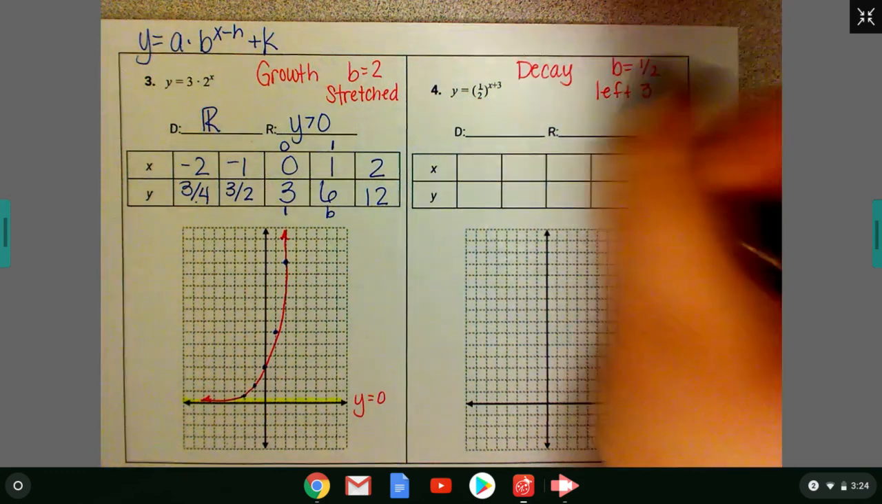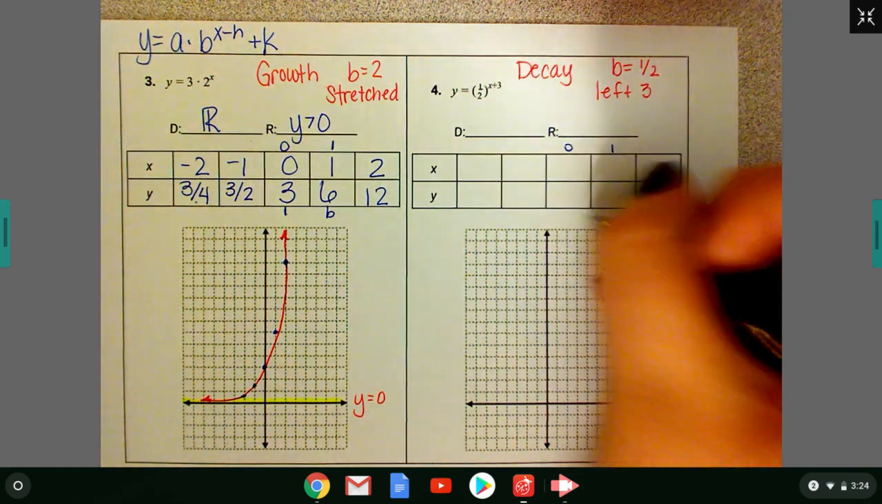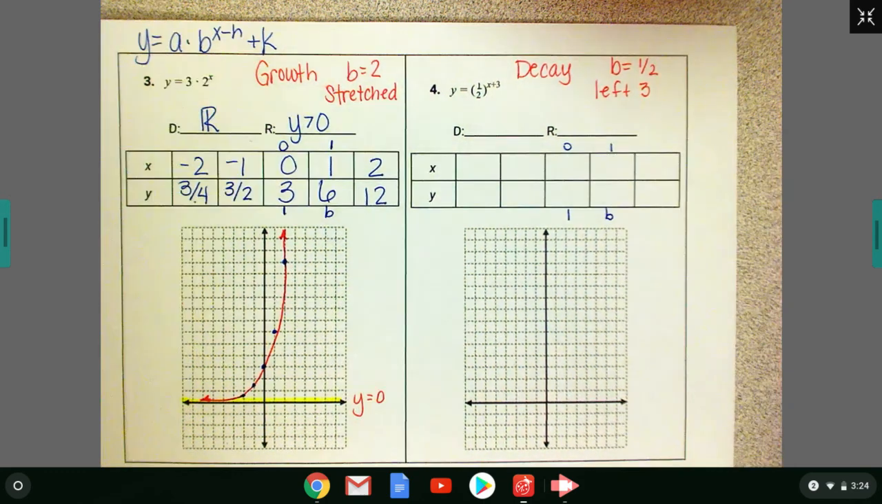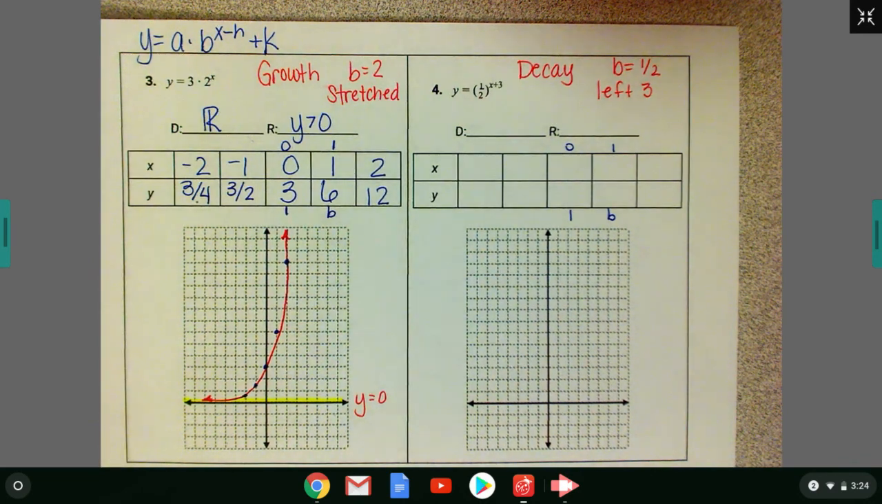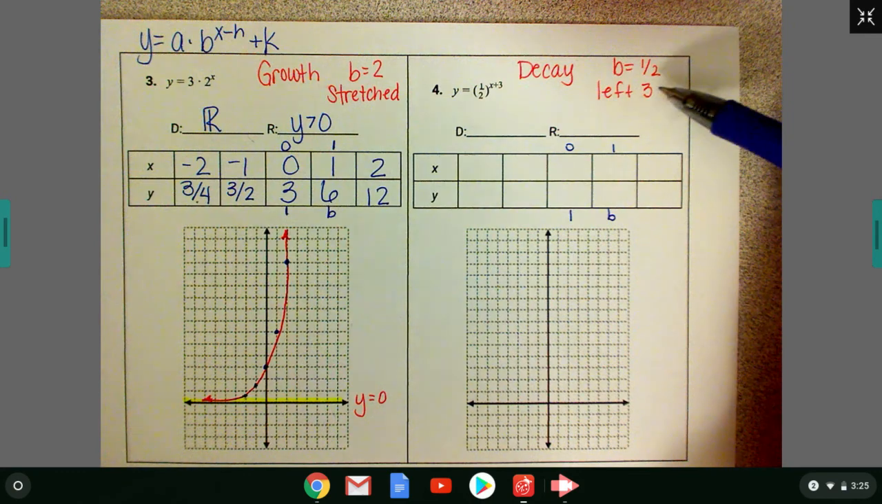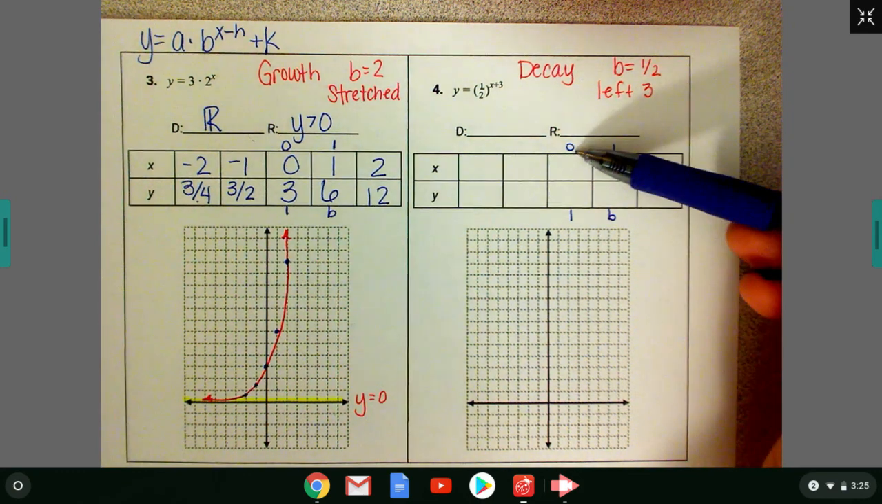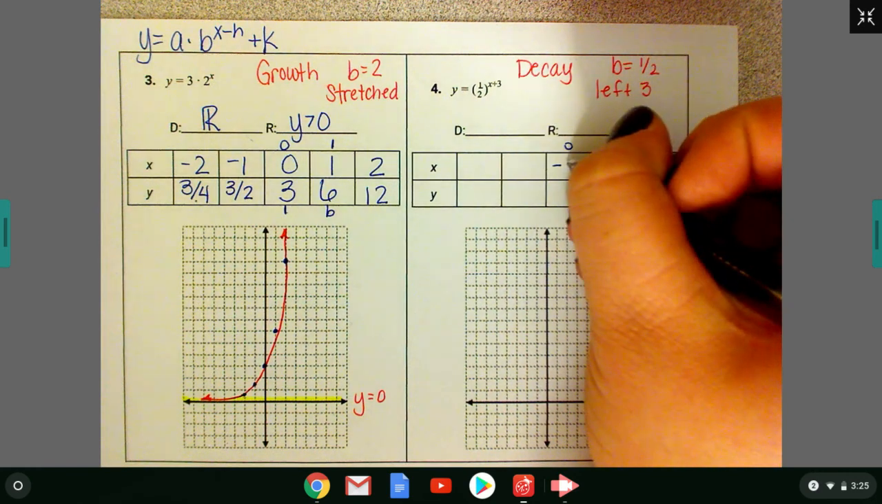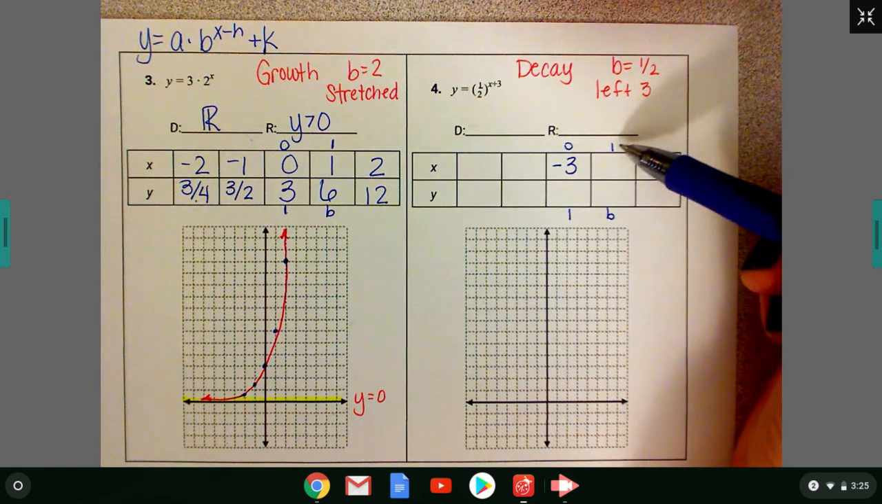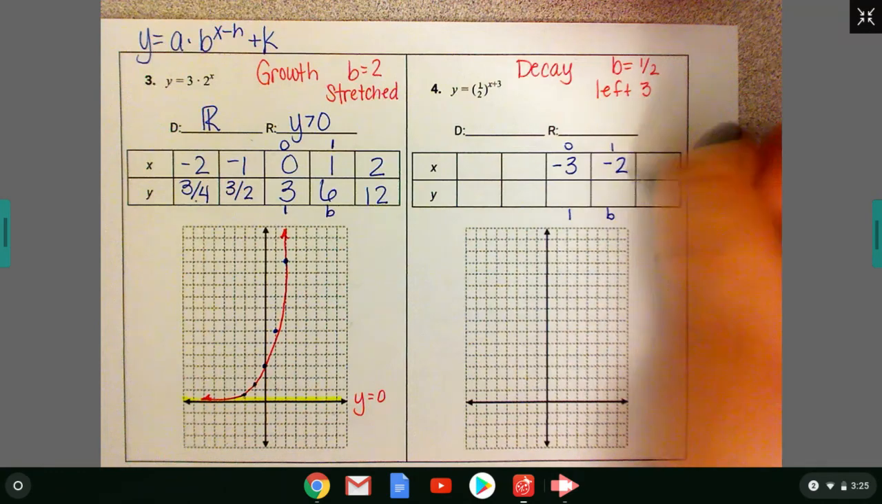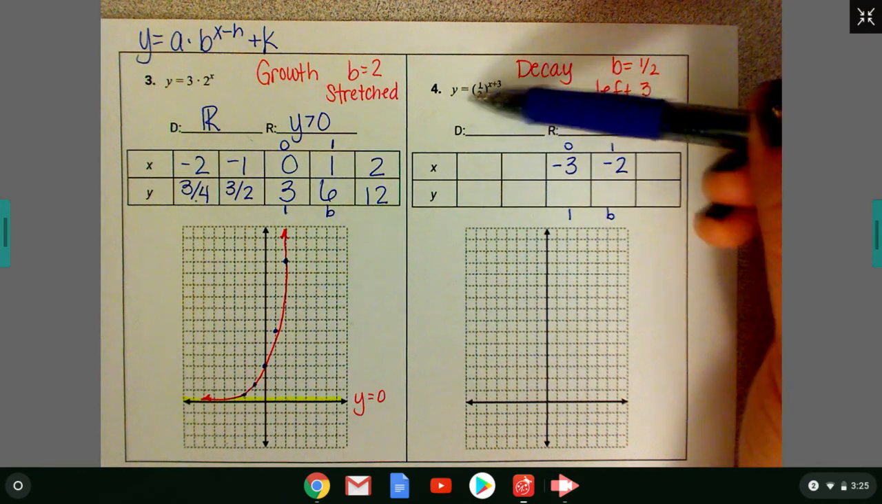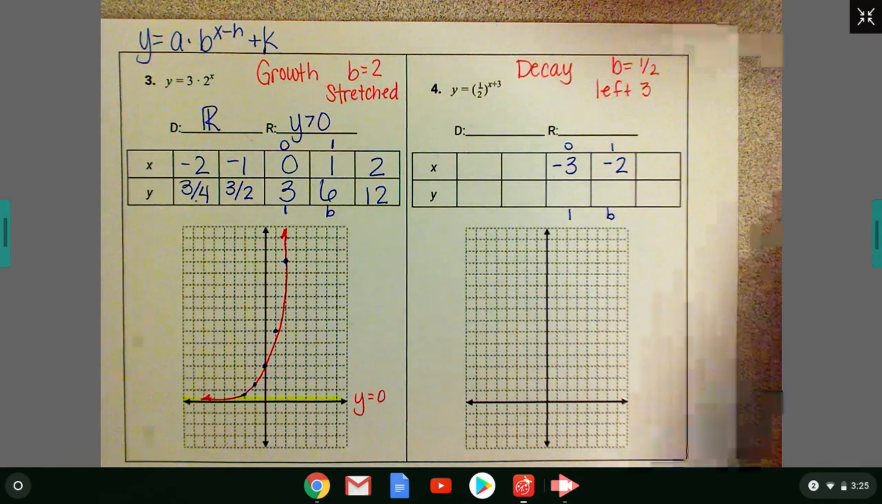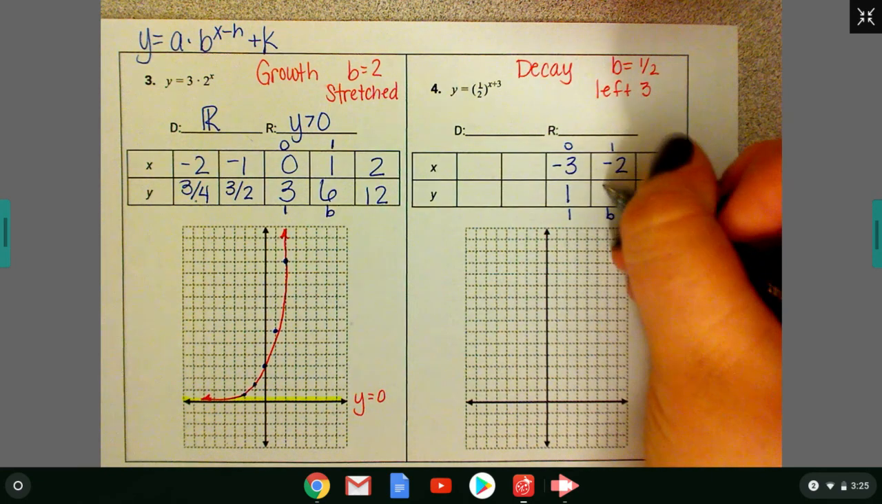So our parent function was 0, 1, and 1b, but let's see what will change for us. So we said that we were going to mess with our x value by moving it left 3. So 0 left 3, so 0 minus 3 is -3, and then 1 minus 3 is -2. And then since our y value doesn't have an a or a k, it's just going to stay 1 and b.